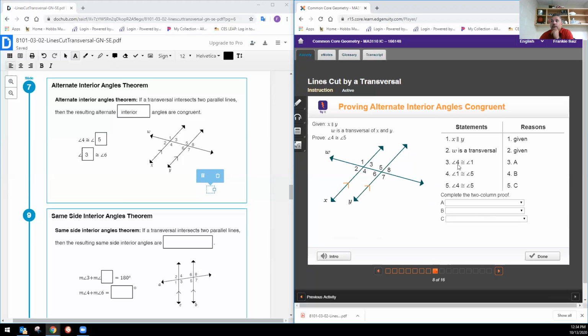Start with the givens. So angle 4 and 1 are vertical angles, right? Those are vertical angles because they're across from each other, right on the same intersection right here. So that's that. Now angle 1 and 5 are corresponding angles theorem. Okay, and now C, which is 4 and 5, that means that those are exterior. Definition of supplementary angles. Nope, transitive.